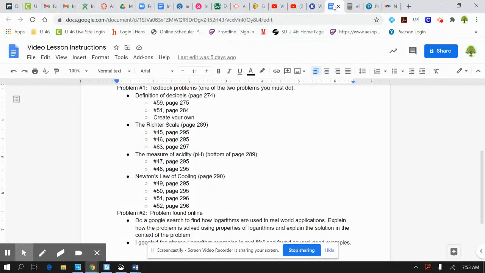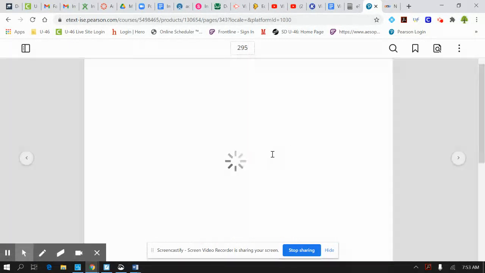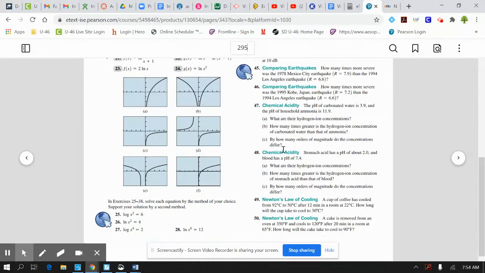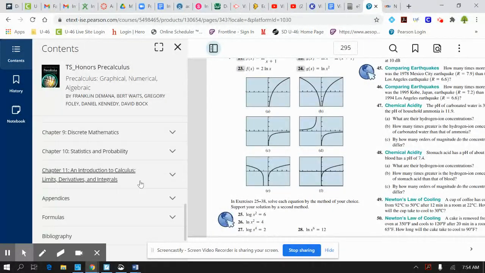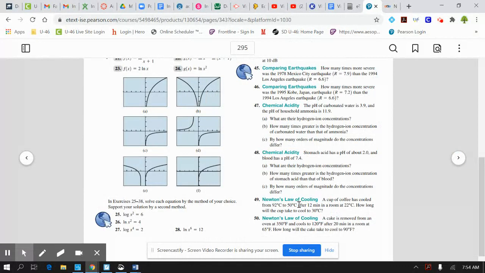Back to here, there are these four options for you to do: 49, 50, 51, and 52 on page 295. So you do number 49 or 50 or 51 or 52, and these are set up almost identical to that example you just saw. It might be good to do 49 or 51 because all the odds are in the back. To get to the back, you go up here and scroll down to selected answers, and all the odds are back there.